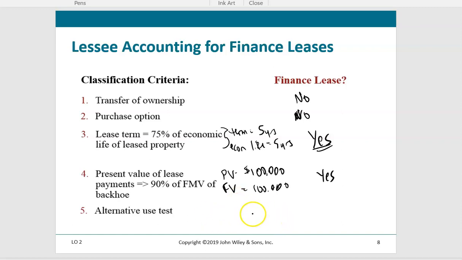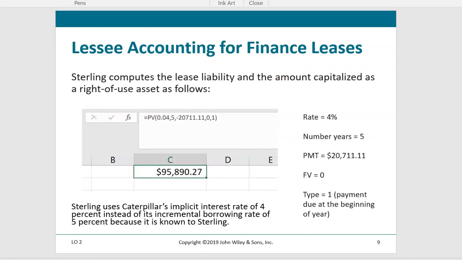There is an alternative use to Caterpillar. The asset's returned at the end of the lease. So yes, there is an alternative use, so that means it is not a finance lease according to this criteria. But as long as we have one yes, we know that this is a finance lease. Now let's take a look at the lease accounting from the perspective of the lessee.